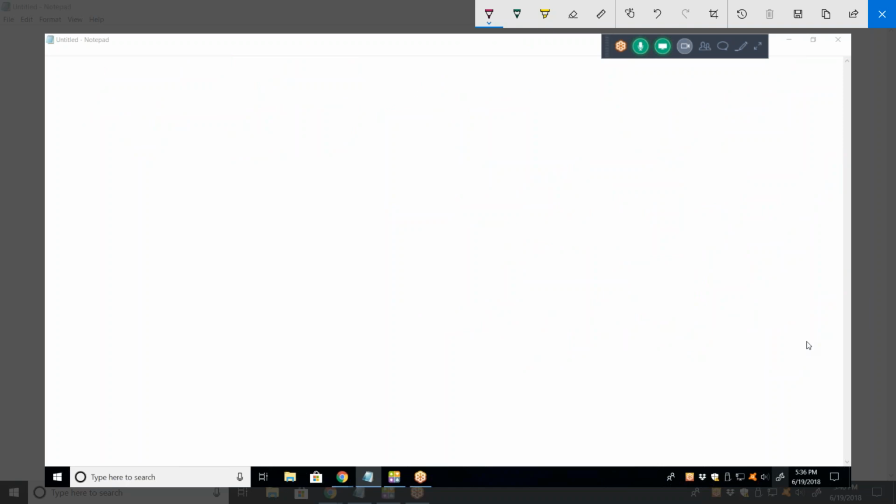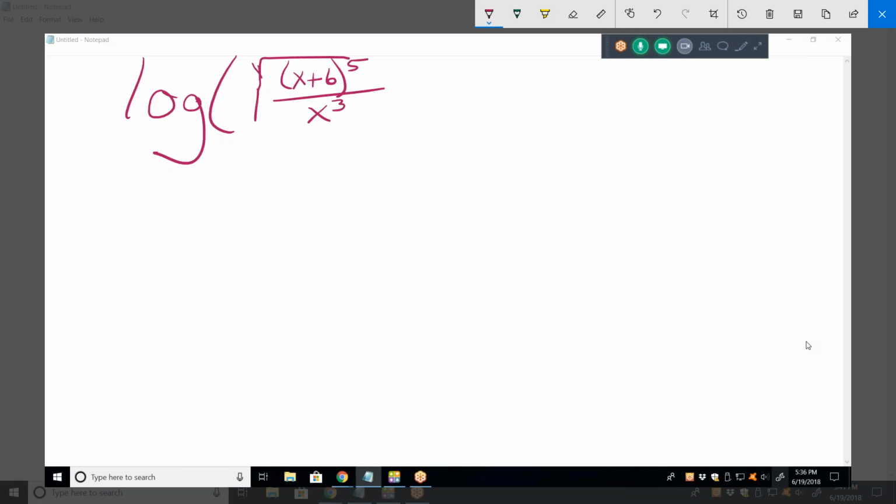The next one I have is, are you ready? Okay, so log, parenthesis, then a square root sign over the whole entire division problem. The numerator and the denominator: it'll be parenthesis x plus 6 to the 5th power over x cubed. And then everything's closed in parentheses in the end. Do I have that right? Yes, you do.